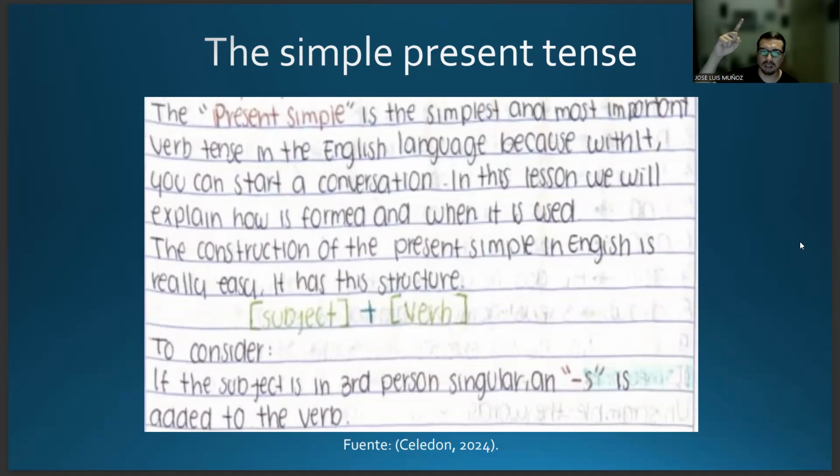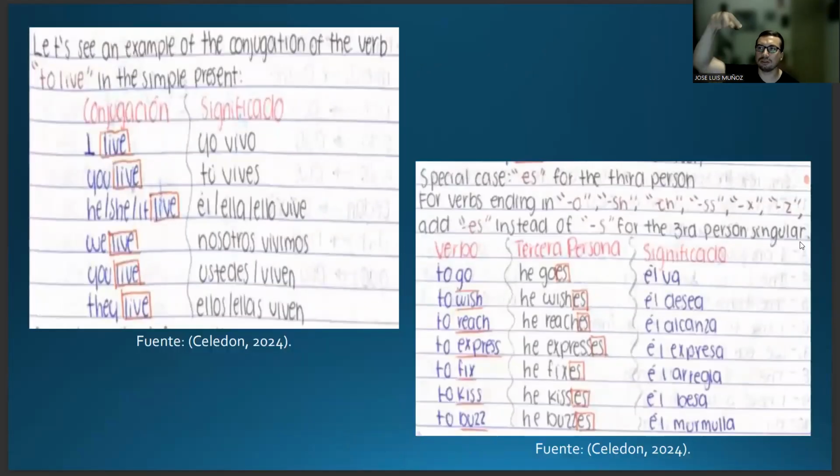You have to consider if the subject is third person singular, and an S is added to the verb also. You have here some examples on the left side. Let's see an example of the conjugation of the verb to live in the simple present. You have, for example, the personal pronoun subject combined with the verb live. You have I live, you live, he, she, it lives, we live, you live, they live.